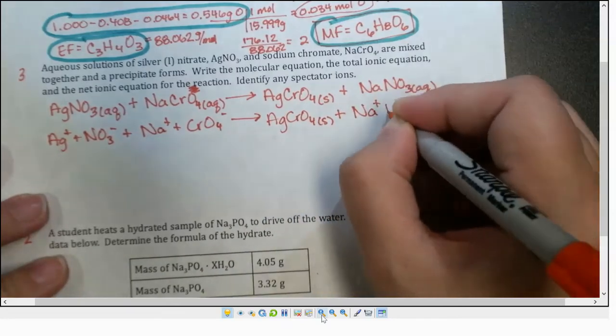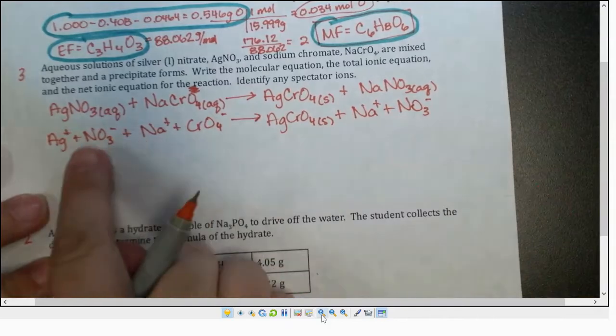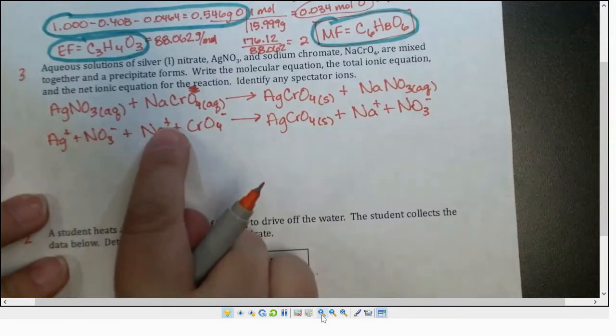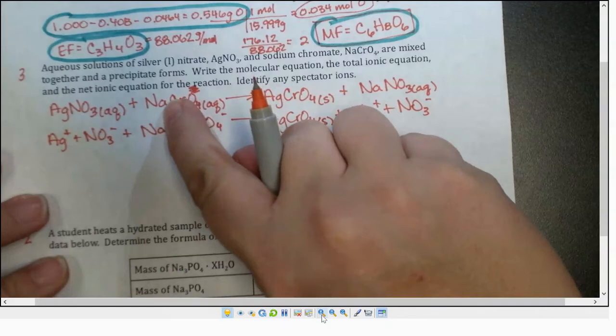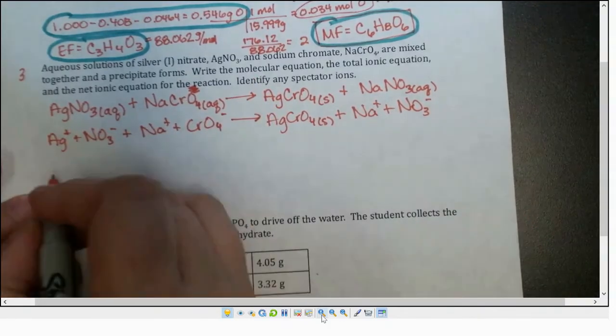And then Na plus and NO3 minus. Be very careful because I was seeing several students not include the charges here. If you don't include the charge, you're not writing that as sodium the ion, you're writing it as sodium the element, which is not correct in this context. So make sure you're including the charge.